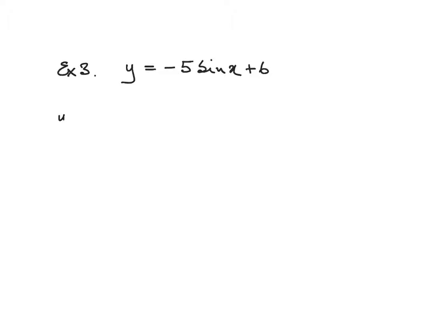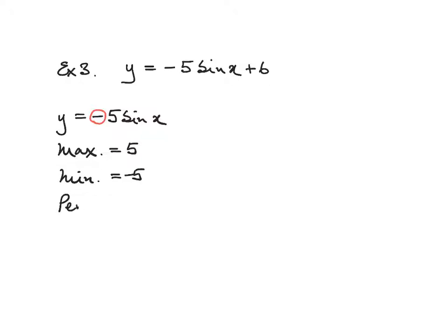So why don't we sketch this part first. Now, remember the effect of the negative. We'll talk about that in just a minute. The maximum value is 5. The minimum value is minus 5. And the period is 360 degrees.